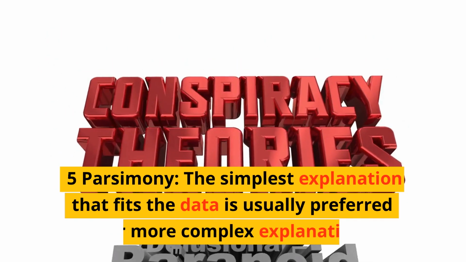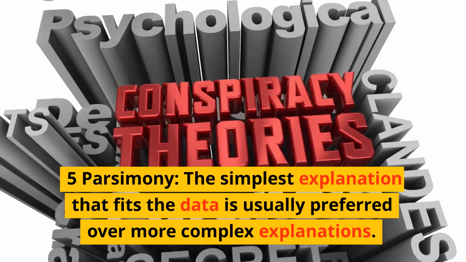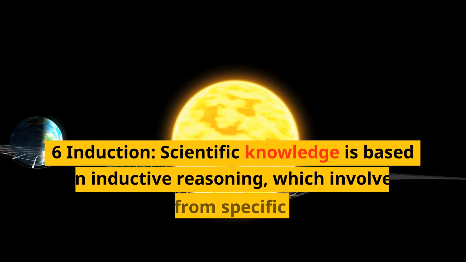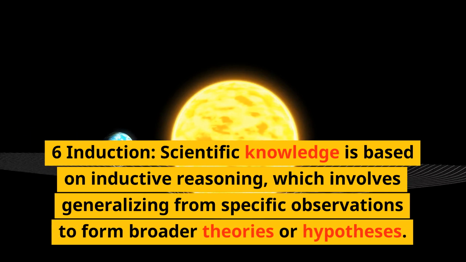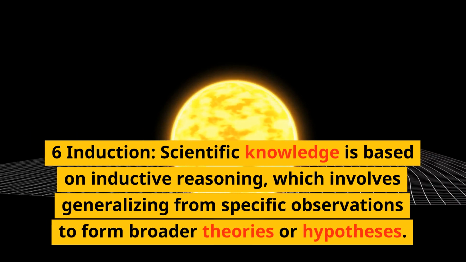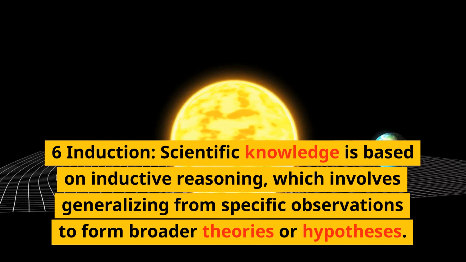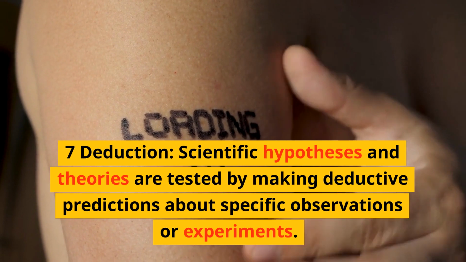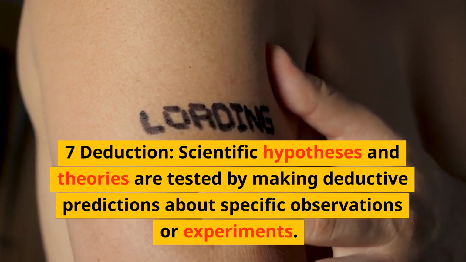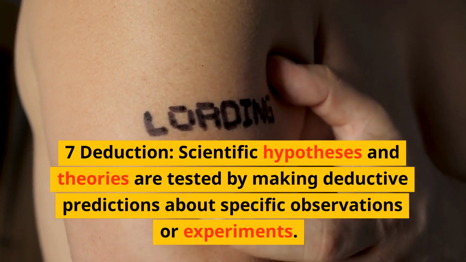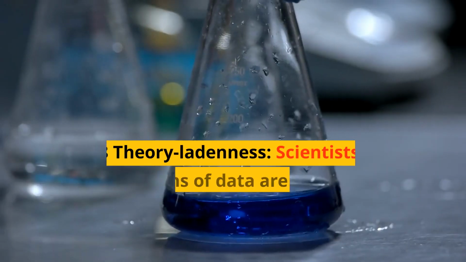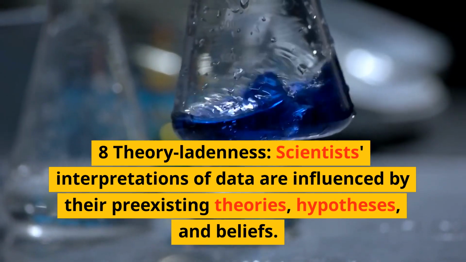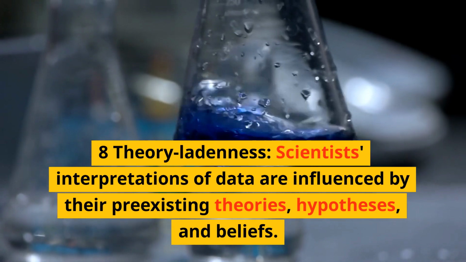5. Parsimony. The simplest explanation that fits the data is usually preferred over more complex explanations. 6. Induction. Scientific knowledge is based on inductive reasoning, which involves generalizing from specific observations to form broader theories or hypotheses. 7. Deduction. Scientific hypotheses and theories are tested by making deductive predictions about specific observations or experiments. 8. Theory-ladenness. Scientists' interpretations of data are influenced by their pre-existing theories, hypotheses, and beliefs.